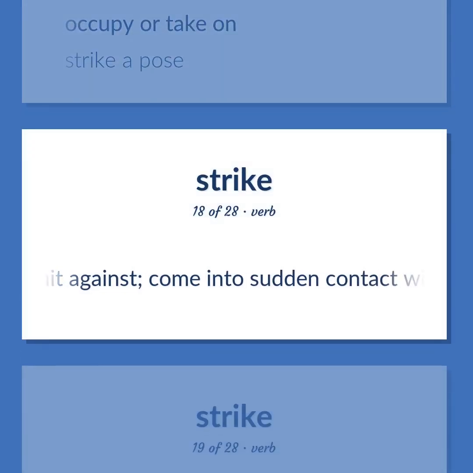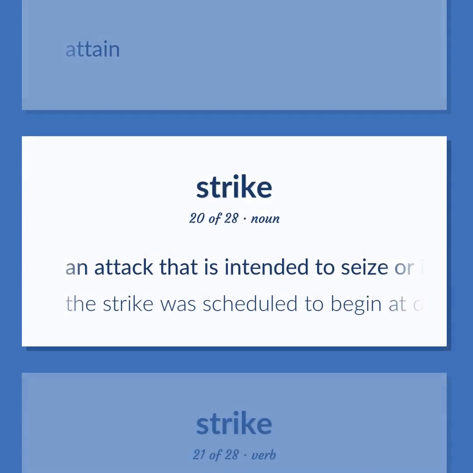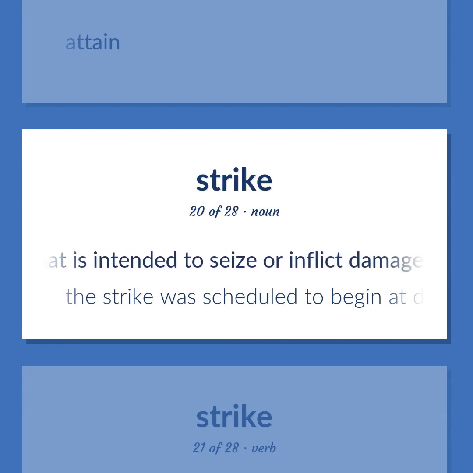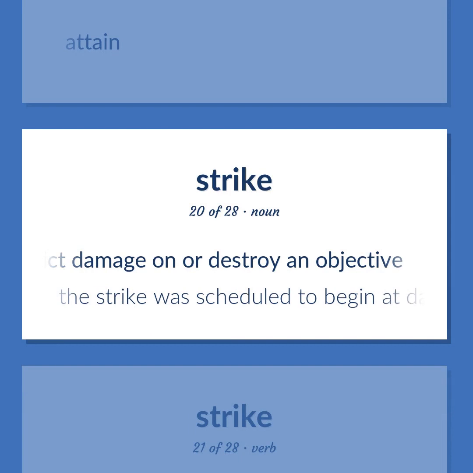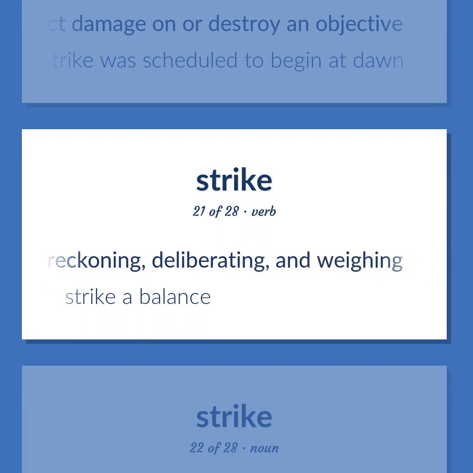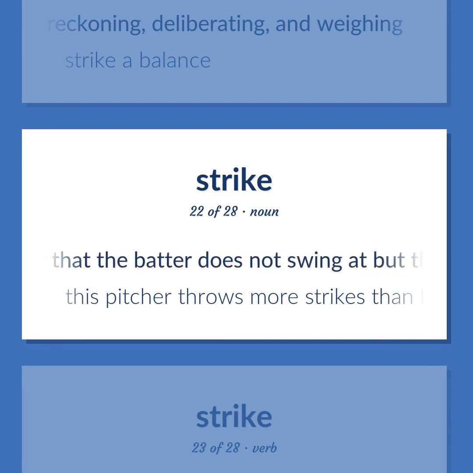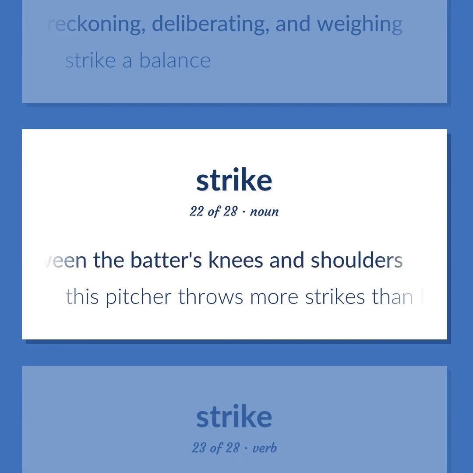Hit against. Come into sudden contact with. Attain. An attack that is intended to seize or inflict damage on or destroy an objective. The strike was scheduled to begin at dawn. Arrive at after reckoning, deliberating, and weighing. Strike a balance. Baseball. A pitch that the batter swings at and misses, or that the batter hits into foul territory, or that the batter does not swing at but the umpire judges to be in the area over home plate and between the batter's knees and shoulders. This pitcher throws more strikes than balls.